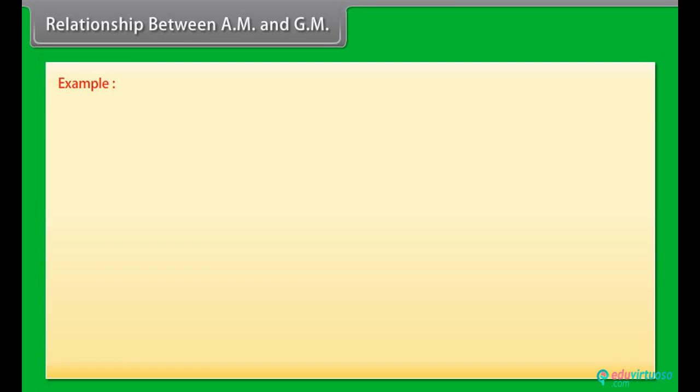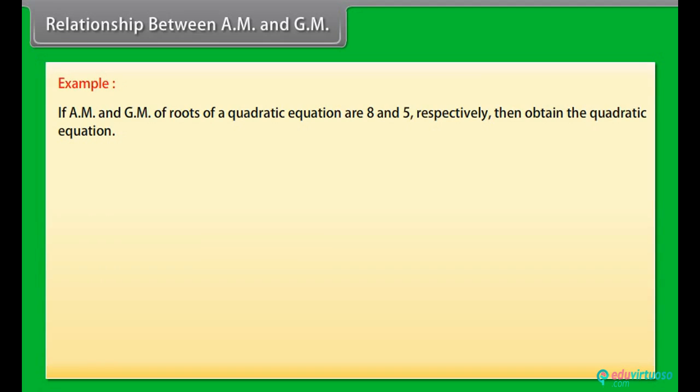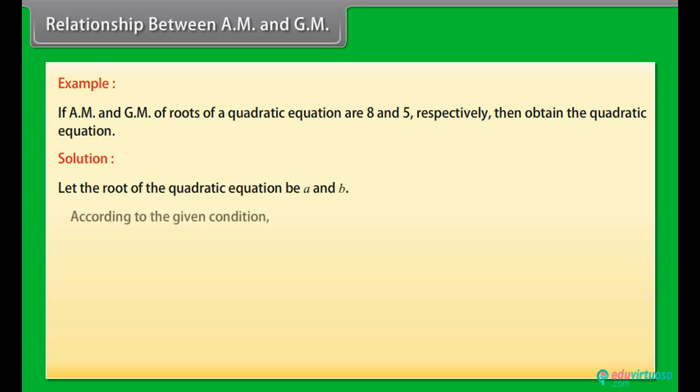Example: if AM and GM of roots of a quadratic equation are 8 and 5 respectively, then obtain the quadratic equation. Solution: let the roots of the quadratic equation be a and b. According to the given condition, arithmetic mean is equal to a plus b divided by 2 is equal to 8. It implies that a plus b is equal to 16. Let it be equation 1.